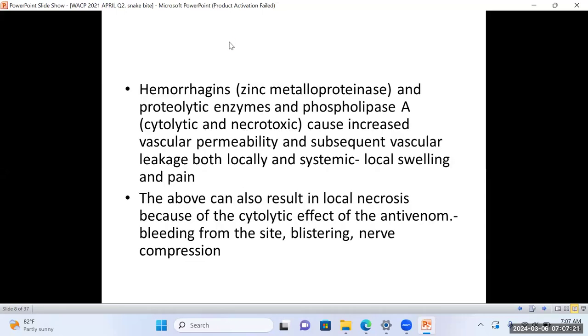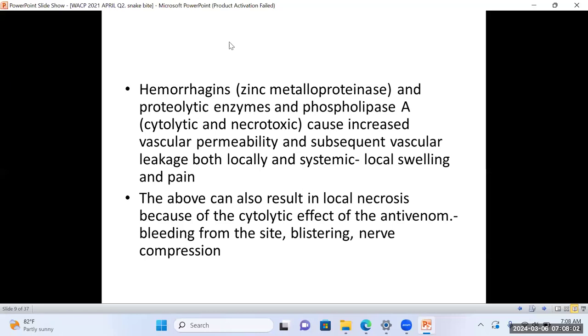properties. So for the vasculotoxic properties, they have hemorrhagins, which are zinc metalloproteinases. And then they also have phospholipase A. This phospholipase A acts both as a vasculotoxic and on the neurologic part. However, for the vascular part, they both cause damage to the vascular wall and then even local tissue damage, which can now result in leakage of blood or protein-rich fluid and then cause local swelling and then systemic bleeding. So depending on where this vascular injury occurs, if it's occurring in the pulmonary circulation, there can be pulmonary edema.